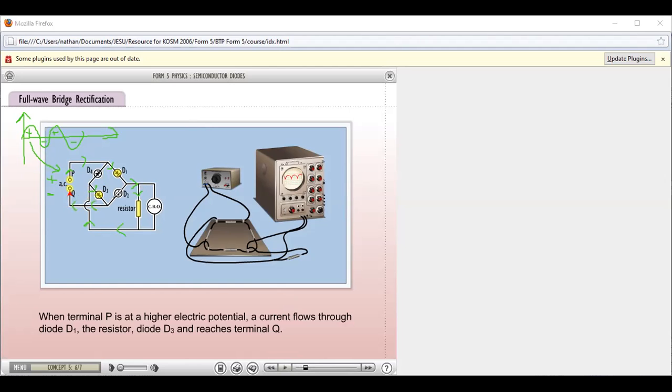Okay, negative. That means during the positive cycle for this example, it passes through the diodes which are in parallel, D1 and D3. So it goes like this, goes here, and then goes here.